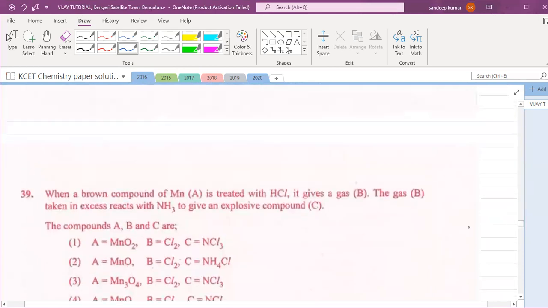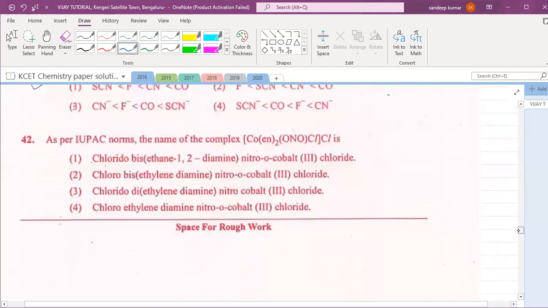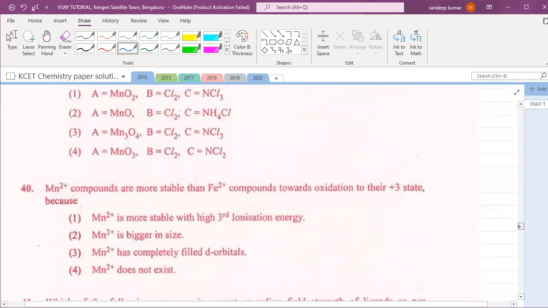Question number 39. A brown compound of Mn is treated with HCl. It gives a gas B. The gas B, taken in excess, reacts with NH3 to give an explosive compound C. The explosive compound is NCl3. Where NCl3 is there, you can see option A and option C, so this cannot be there. So in this, MnO2 reacts and gives you chlorine gas.